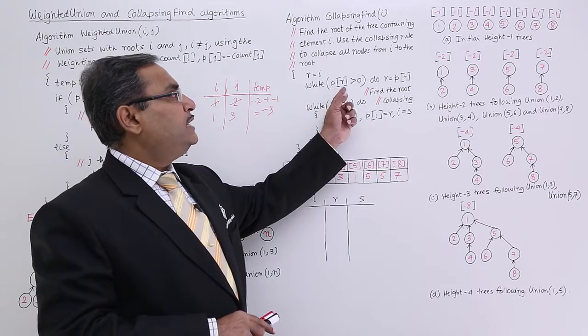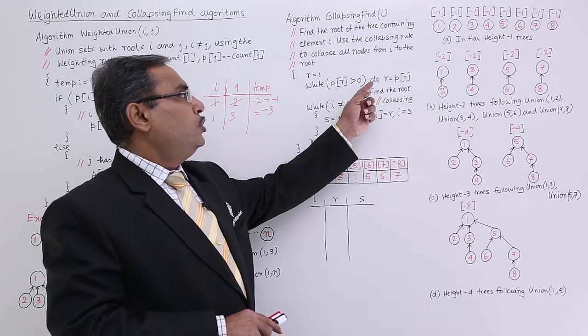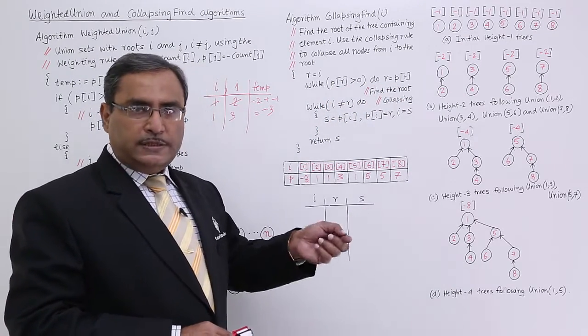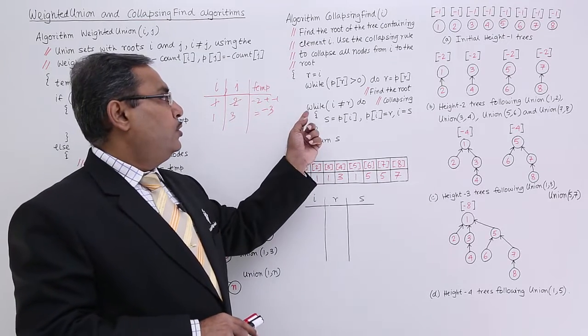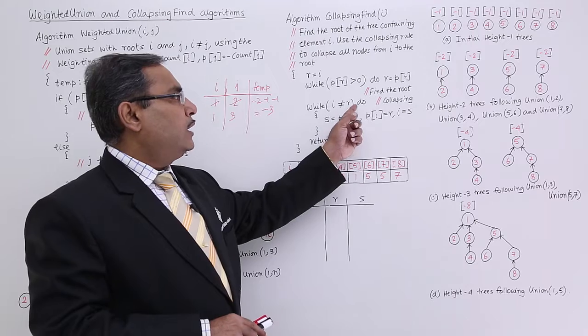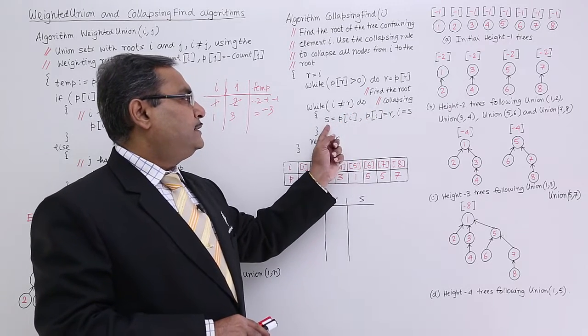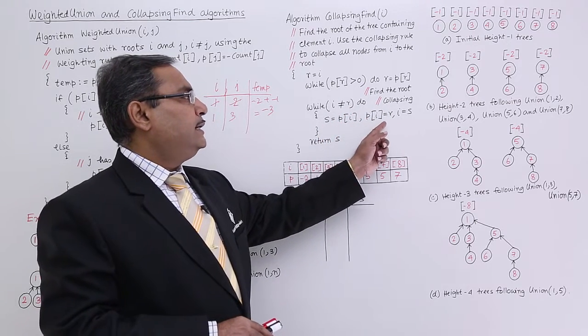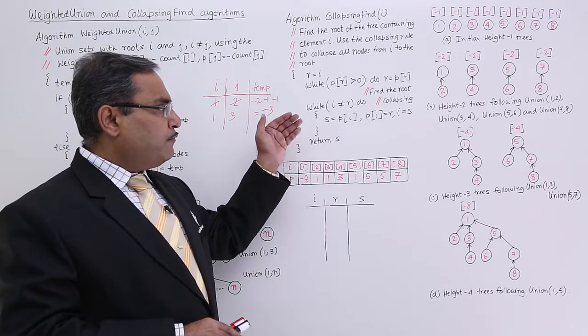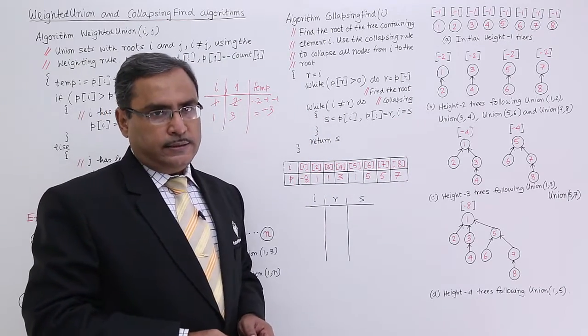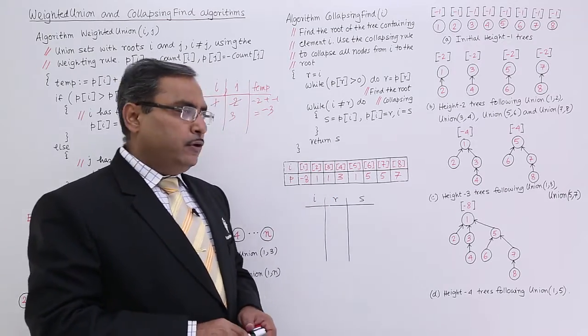So, when P[R] is positive, that means greater than 0, do R is equal to P[R], that means it will go up in this way until it reaches the root node. While I is not equal to R, do collapsing: S is equal to P[I], P[I] is equal to R, and I is equal to S. In this way, when I come out of this while, return S. So that is the algorithm. Let me go for the tracing.